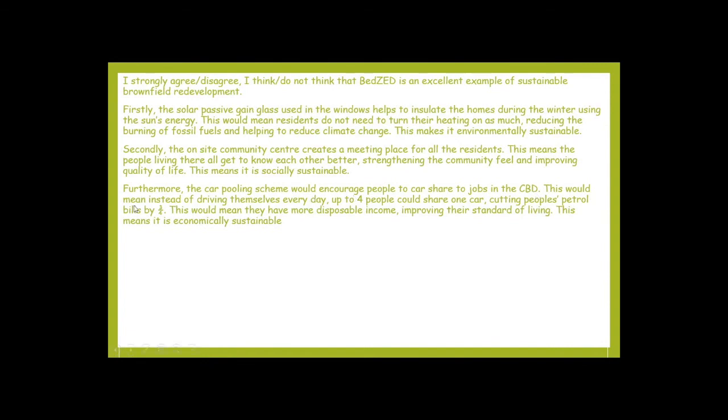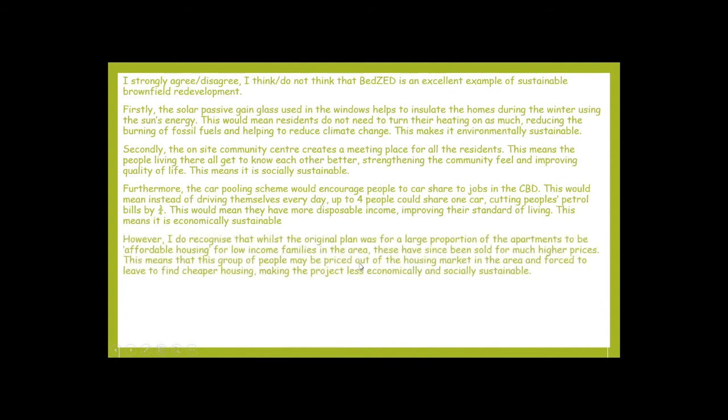This would mean, so now I'm elaborating and I'm going to start picking up marks. Instead of driving themselves every day, up to 4 people could share one car, cutting people's petrol bills by 3/4. This would mean they have more disposable income, nice key term, tick, improving their standard of living, tick. This means it's economically sustainable. So there's my 3 reasons why I think it is sustainable.